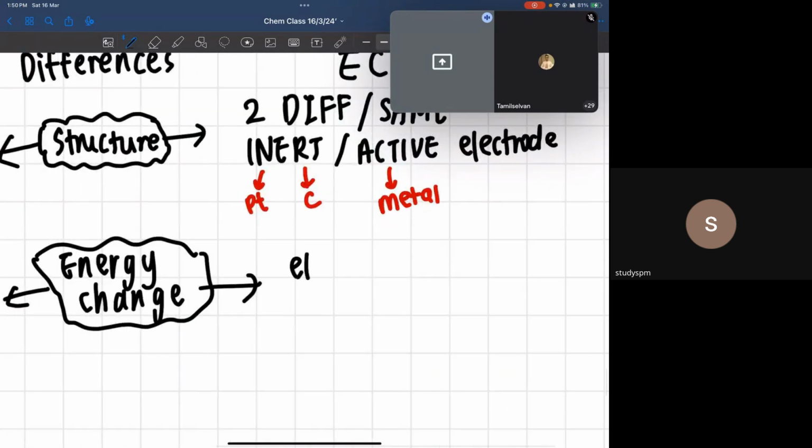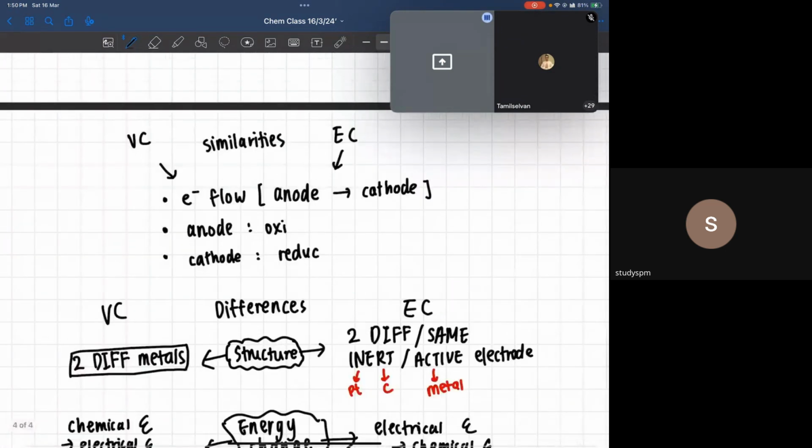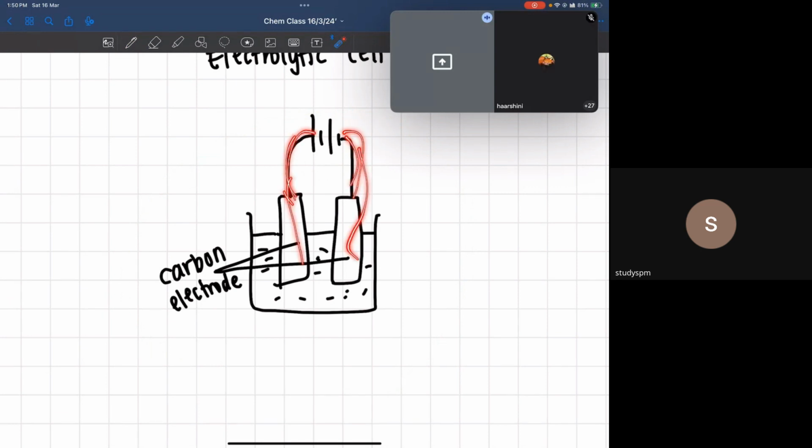So, electrical energy, it will convert to chemical energy. Meaning, you give a power supply. You supply the power into here, which is a battery, dry cell. You give electricity here. After that, the chemical reaction will occur here. As I said before, if there is a chemical reaction, there must be energy. That's why we call it chemical energy.